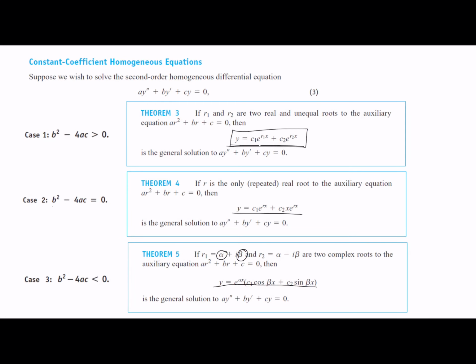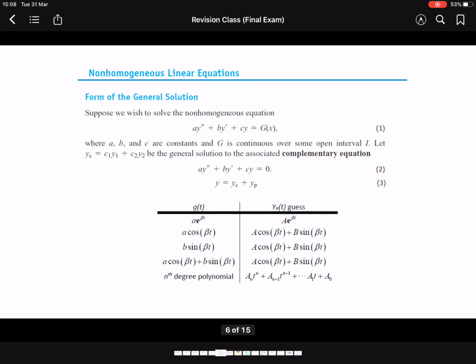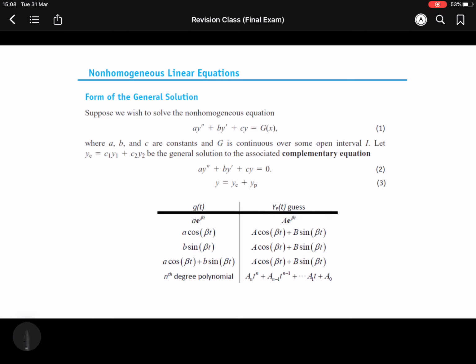So in the next slide here, for the linear equations, when you have the function gx, then you have to make a guess for your particular solution, or the yp here. So your yp can be determined based on your function gx. Suppose your gx here is given in terms of the exponential. Therefore, when you make a guess for your particular solution yp, you can make a guess like A multiplied with the exponential of beta t.